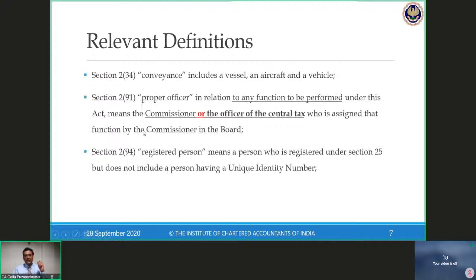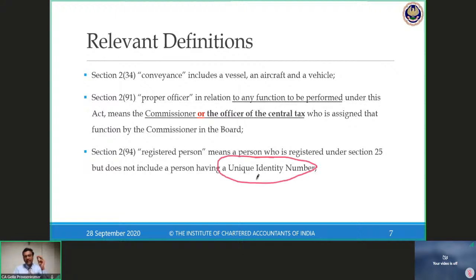Registered person means a person who is registered under section 25 but does not include a person having a UIN. All your United Nations, embassies or World Health Organization, these are the organizations which we call persons holding a UIN.